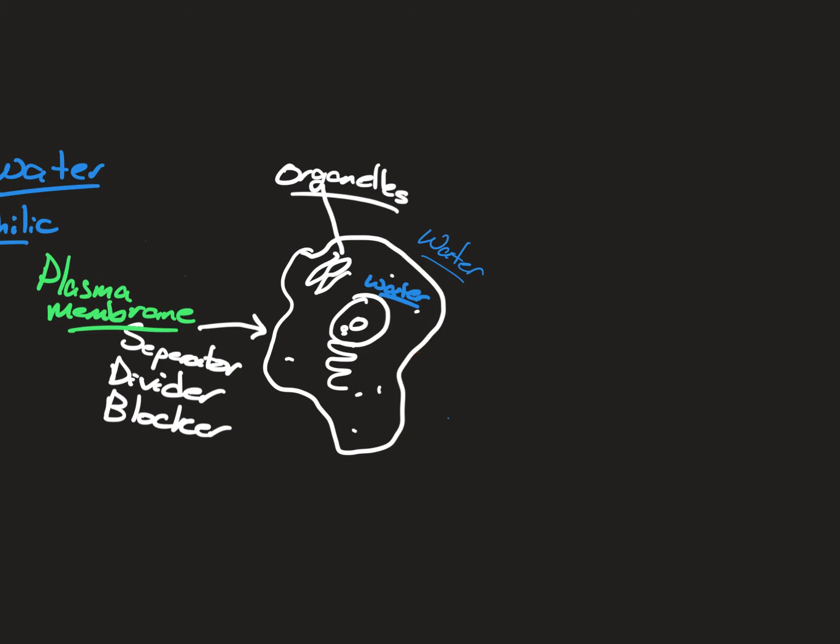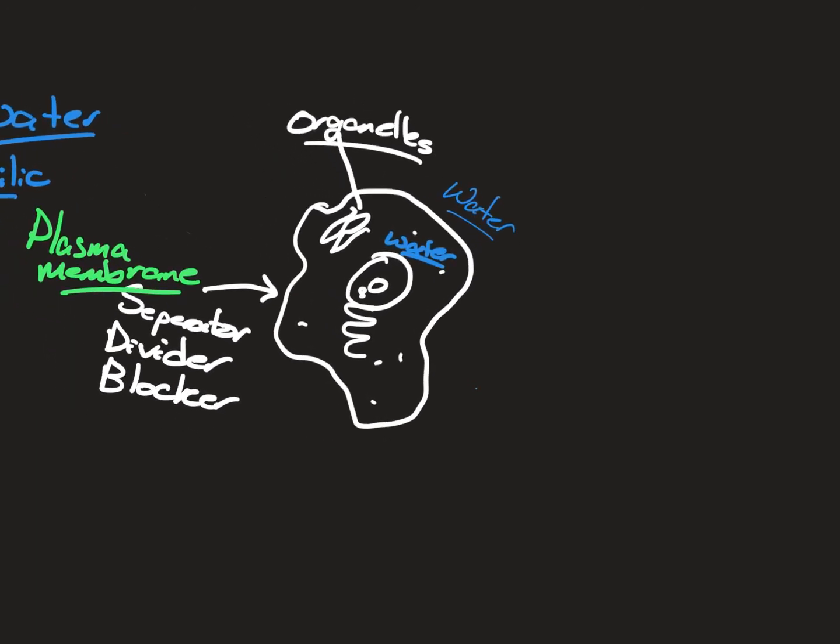All right, and this line, what's going on? So there's this line on the outside of the cell. This acts as a separator, right? As a divider, as a blocker. It creates a what? What does it create when you draw this line? And we call it the plasma membrane, by the way, or the cell membrane. Another word for this is cell membrane, or plasma membrane.